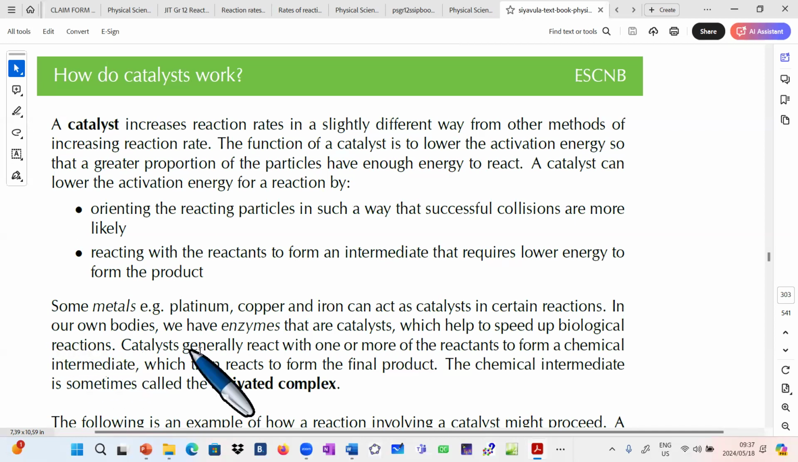Right. In our own bodies, we have enzymes that are catalysts which help to speed up biological reactions. Catalysts generally react with one or more of the reactants to form a chemical intermediate, which then reacts to form the final product. The chemical intermediate is sometimes called the activated complex.